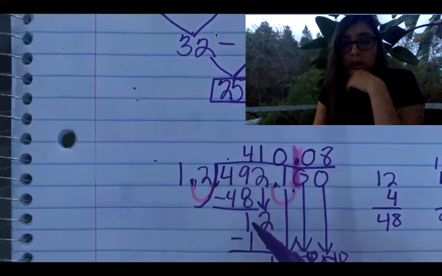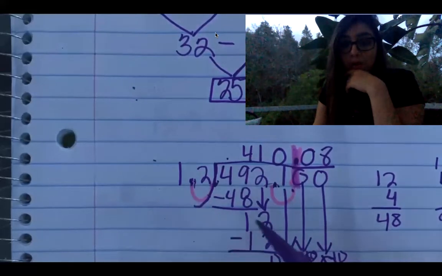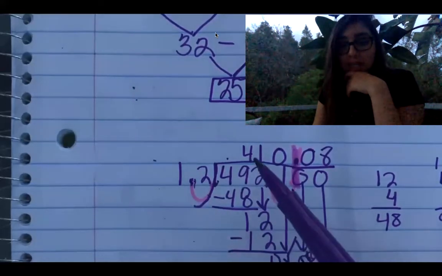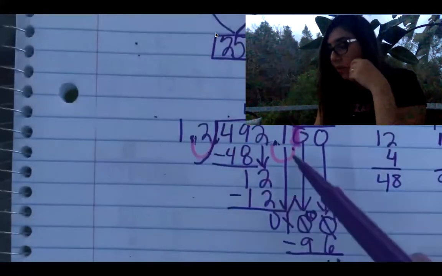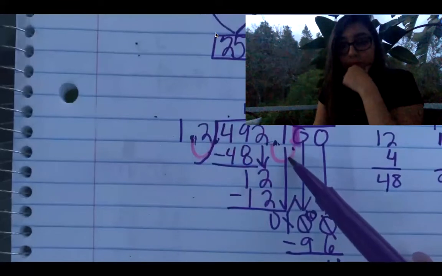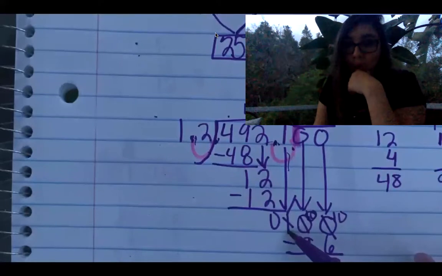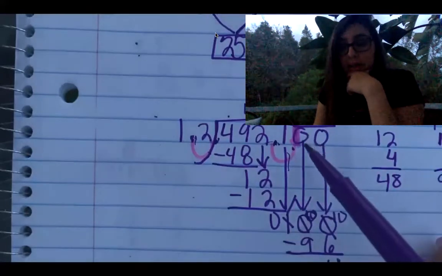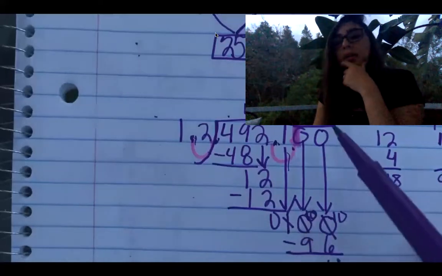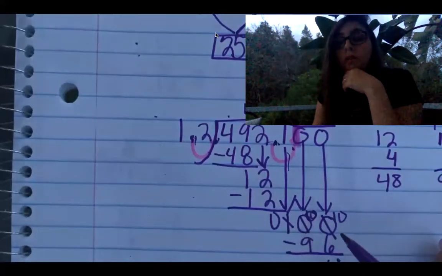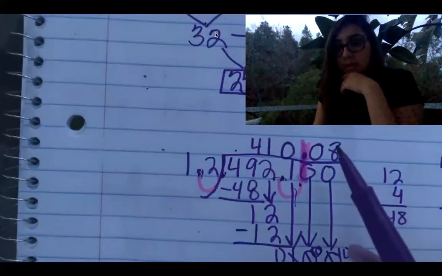My difference is 1, but I drop down my 2. Can 12 go into 12? Yes, one time. 1 times 12 gives me 12. But wait, I still have a digit remaining. So I drop down my 1. But 12 can't go into 1, so I inserted a 0. 12 still can't go into 10, so I inserted another 0. 12 can go into 100. It can go into 100 8 times.